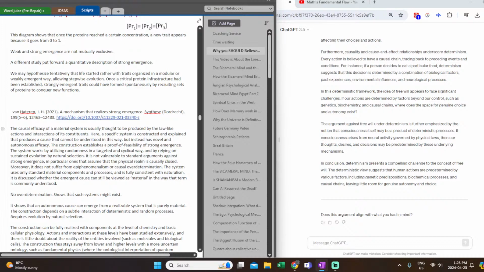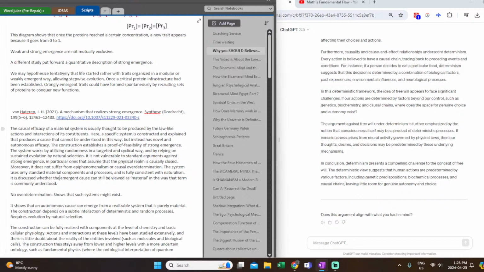The system uses only standard material components and processes and is fully consistent with naturalism. It is discussed whether the emergent cause can still be viewed as material in the way that it is commonly understood. That's a nice teaser, because it gives a kind of sense of what emergent phenomena are: they arise out of the material world, but then start to live in existence apart from it, and then have this downward influence upon the material world.